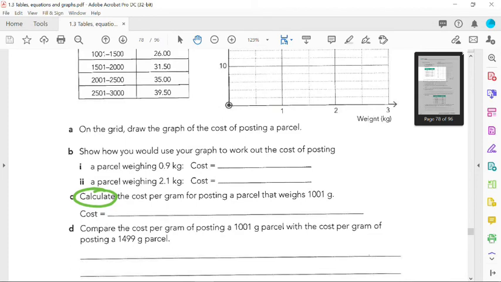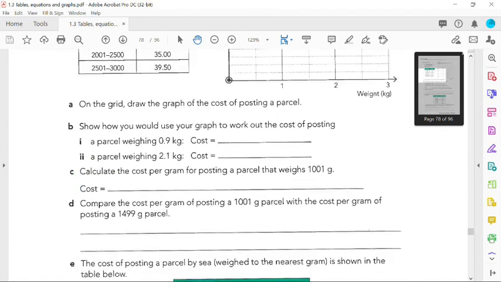But anyway, if you're describing it and you're showing how to use it, use your graph. Talk about the graph, don't talk about the chart. But if it says calculate, I don't see any reason why you couldn't say, according to the chart, that value would be a charge of whatever. Okay? But if it says use the graph, then talk about the graph. Compare the costs of those two parcels, right? Just talk about what's going on.